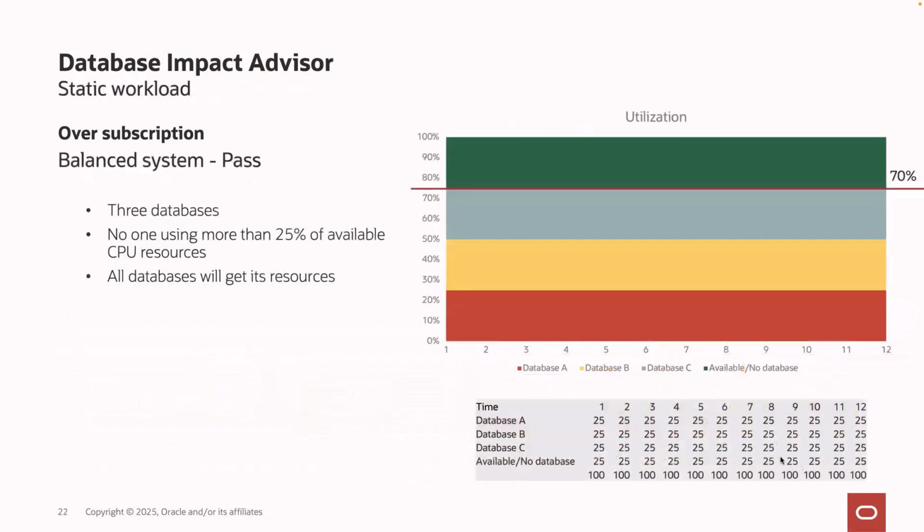So let's take a look at this oversubscribed system and look at it from a balanced view. We have 3 databases here. None is using more than 25% of the workload. So there is more or less 25% available. All databases will get their resources. There is no problem at all. And if one database should spike, then it can spike quite a lot, more or less 20-25%, before there will be a CPU resource constraint.